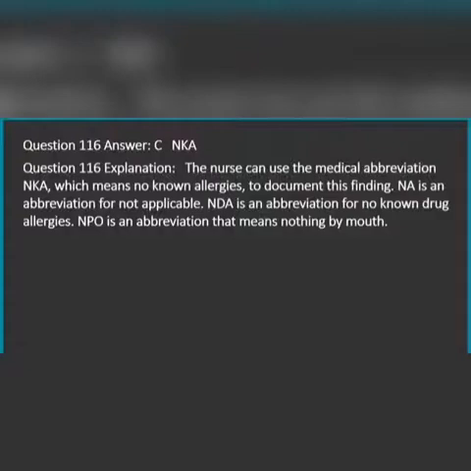NKA. Question 116 Explanation. The nurse can use the medical abbreviation NKA, which means no known allergies, to document this finding. NA is an abbreviation for not applicable. NDA is an abbreviation for no known drug allergies. NPO is an abbreviation that means nothing by mouth.